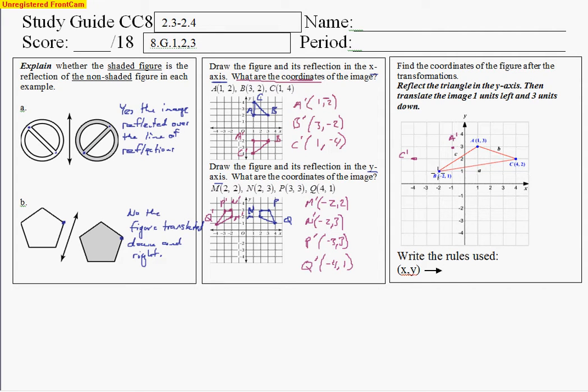B prime is going to be 2 spaces over from that line of reflection. Now, I'm just going to draw a dashed line, so it's really light so you can kind of see where it is. So there's the reflection that we saw.